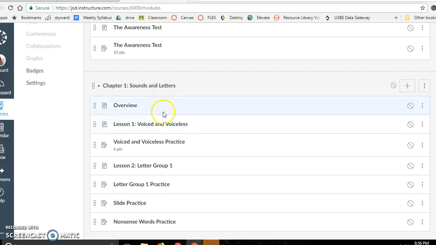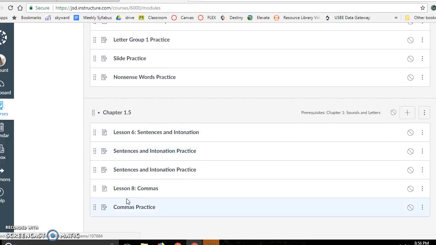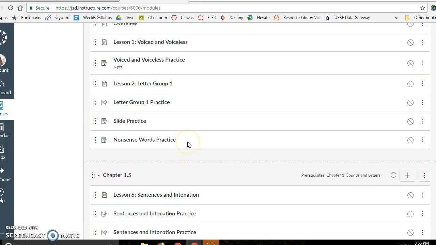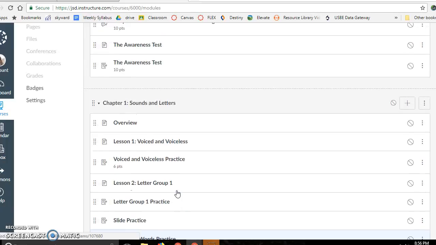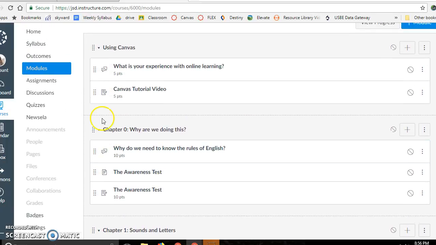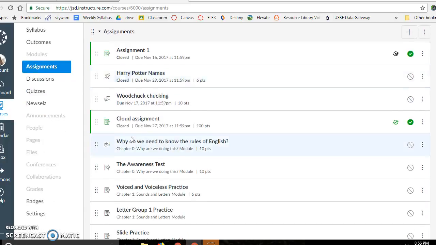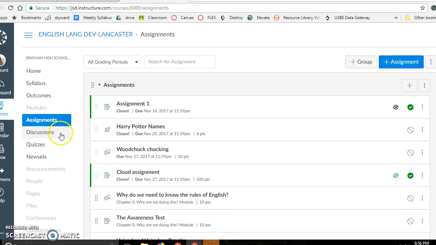And then we start with sounds and letters, give them some lessons, tell them what's going on, and then some lessons, and then practice. And same thing here. And I would probably add some quizzes and things in here. So like the prerequisite here, they would have to do this one before they could do this one. And here's a list of assignments that are just in my thing.